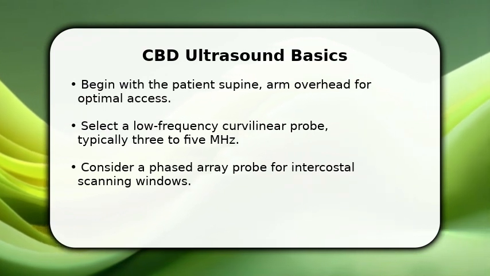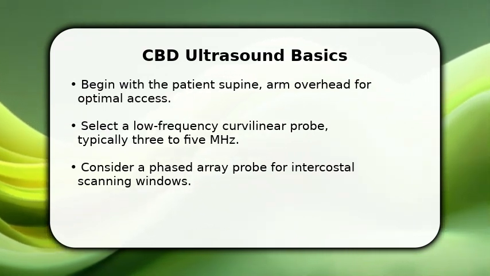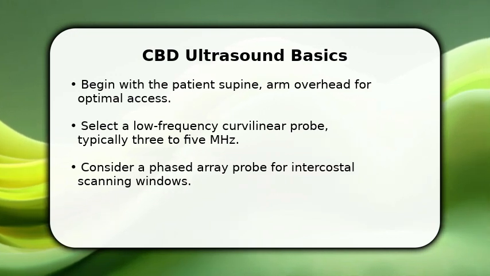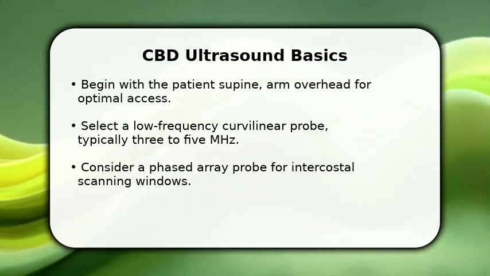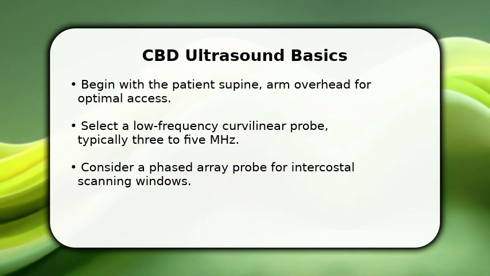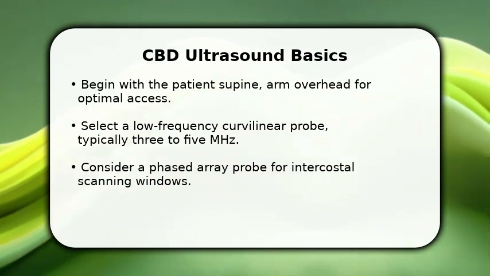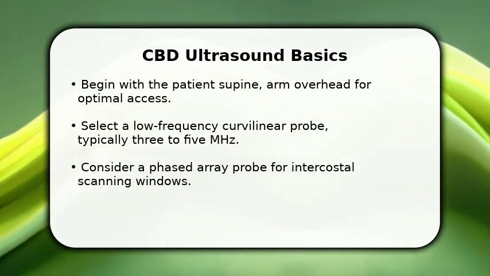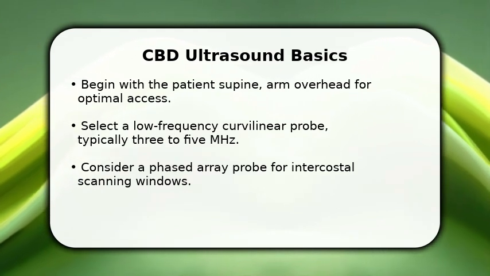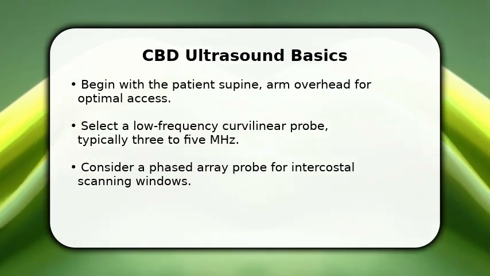Start by positioning your patient comfortably, usually lying on their back with their right arm raised. For most scans, a curvilinear probe, operating between 3 and 5 MHz, is your best choice. If ribs obstruct your view, a phased array probe can help.